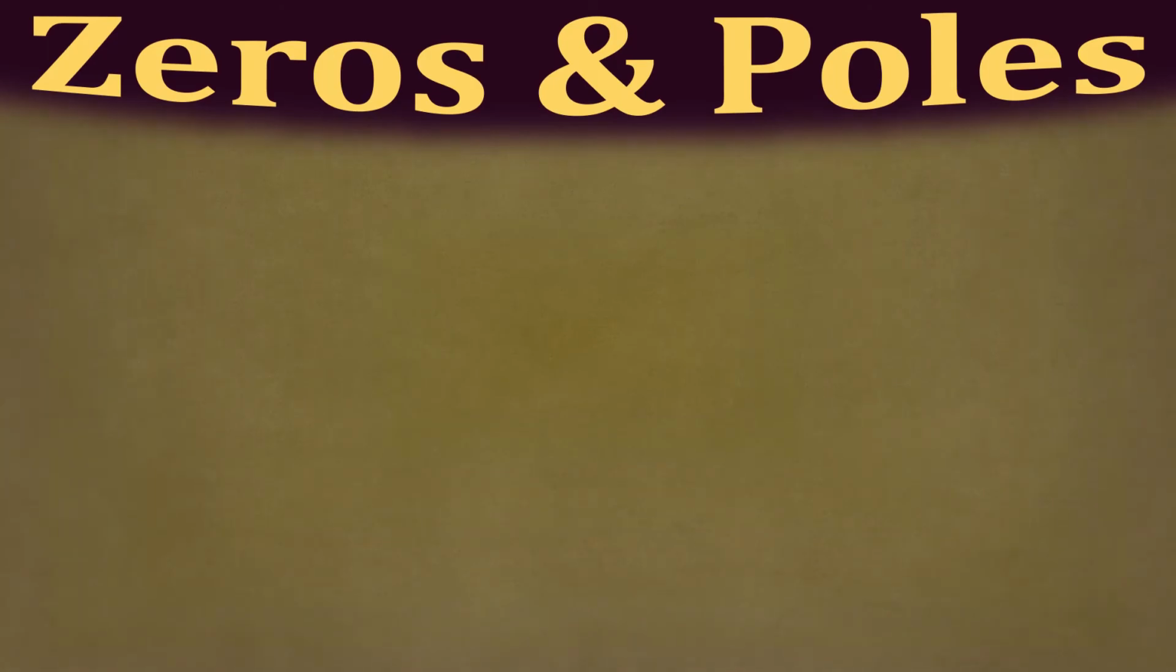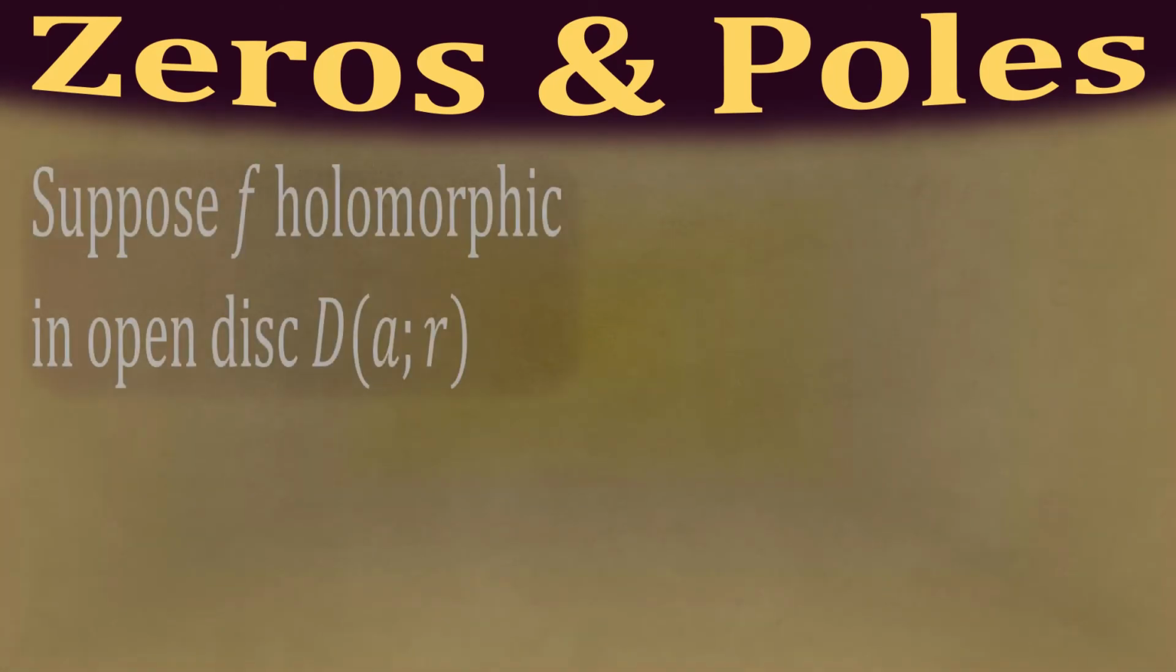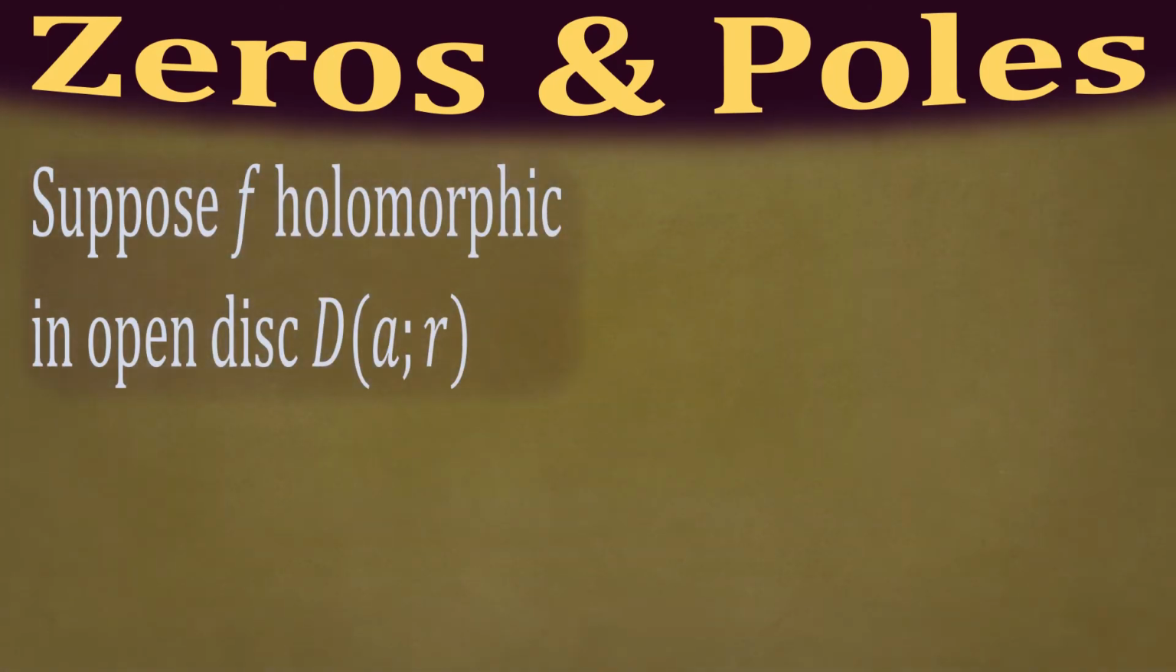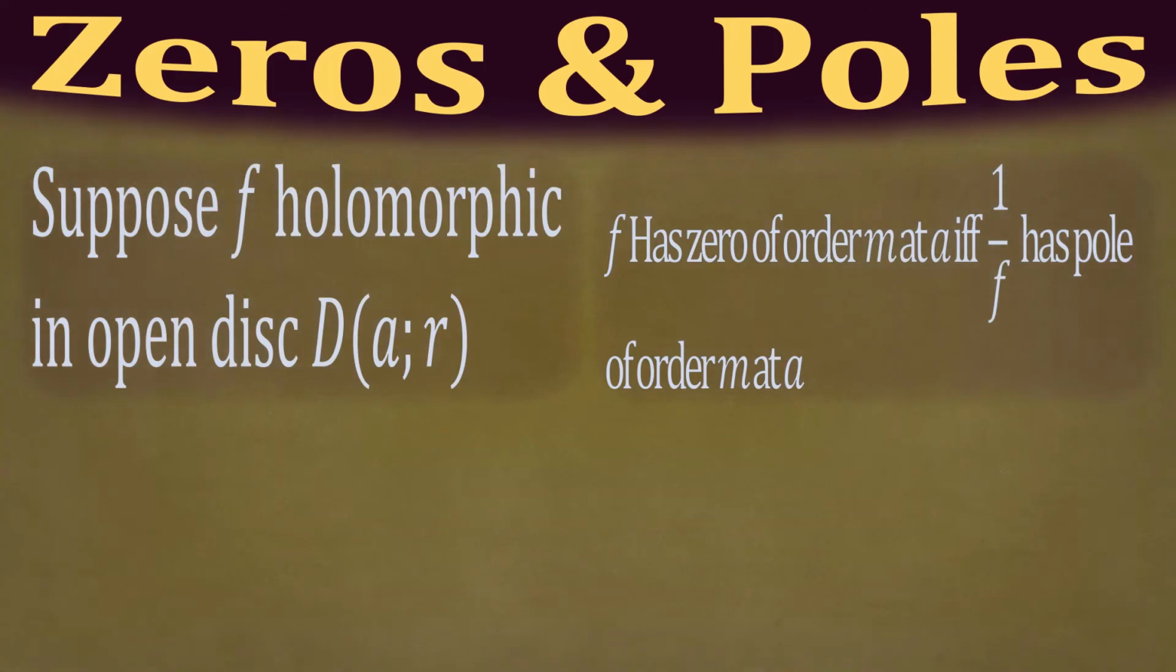Now, let's describe the relation between zeros and poles. Suppose f is holomorphic in some open disk D centered at a with radius r. Then f has a zero of order m at a if and only if 1 over f has a pole of order m at a.